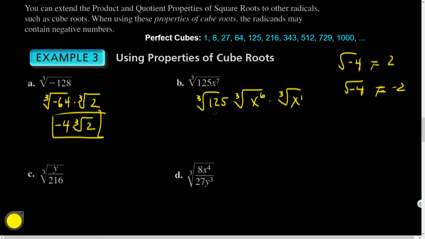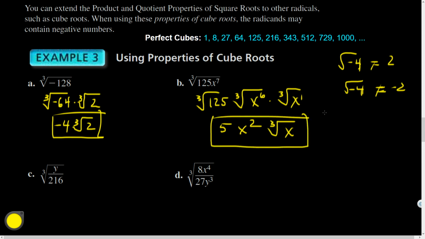All right, so the cubed root of 125 is 5. The cubed root of x to the 6th is x squared. Now I've really got to be careful because I'm going to have an exponent next to an index, multiplied by the cubed root of x. I don't want this to somehow look like 23 altogether there. And so that's the simplified version.